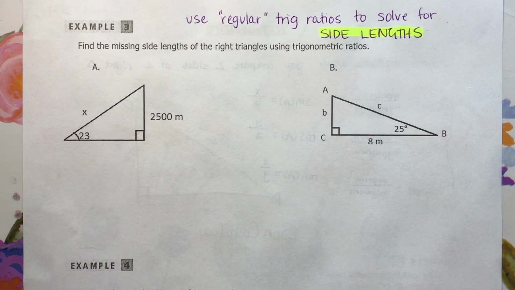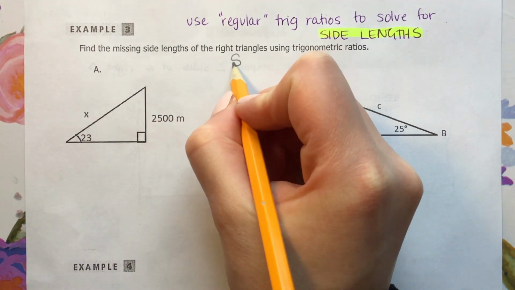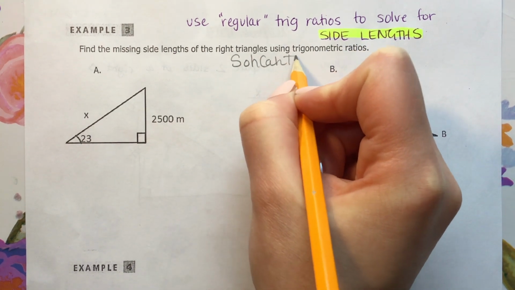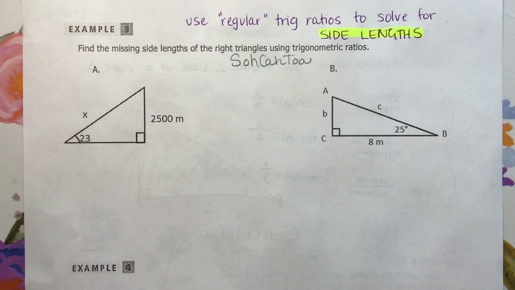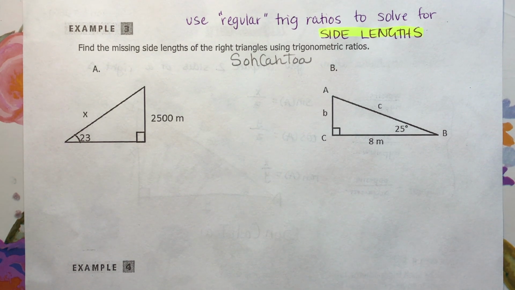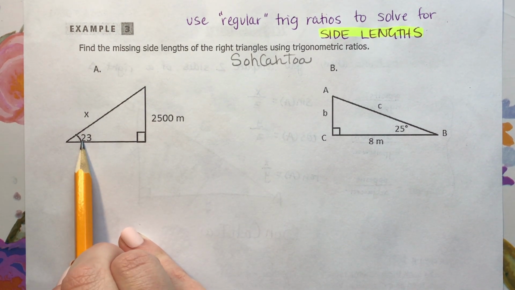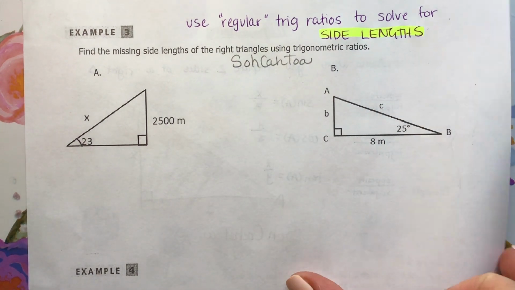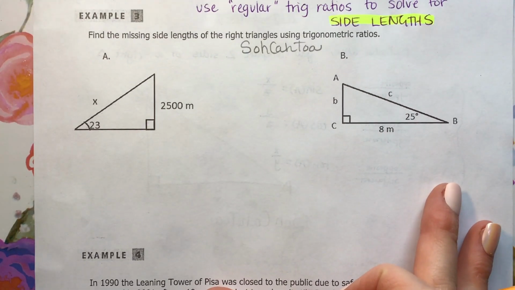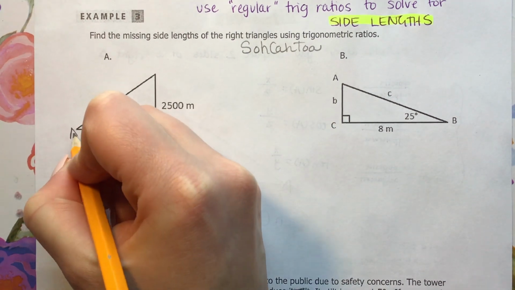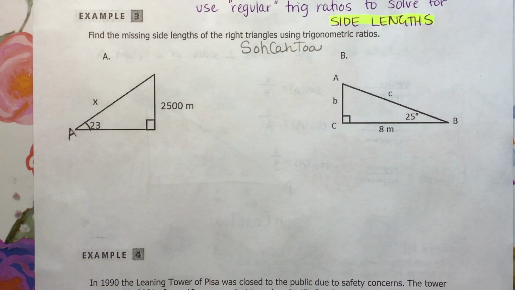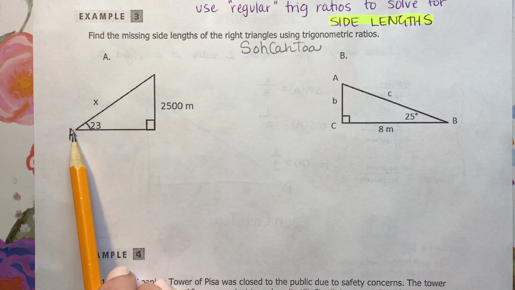So what we do when we have this, I'm going to write my reference of SOHCAHTOA, and I'm going to look at the triangle and consider, what do I know about this triangle? Well, I know this angle right here is 23 degrees. And if I need to call it like a letter to help me make a little bit better sense of it, then I can call it angle A. And then I ask myself, what sides do I know in relation to angle A?